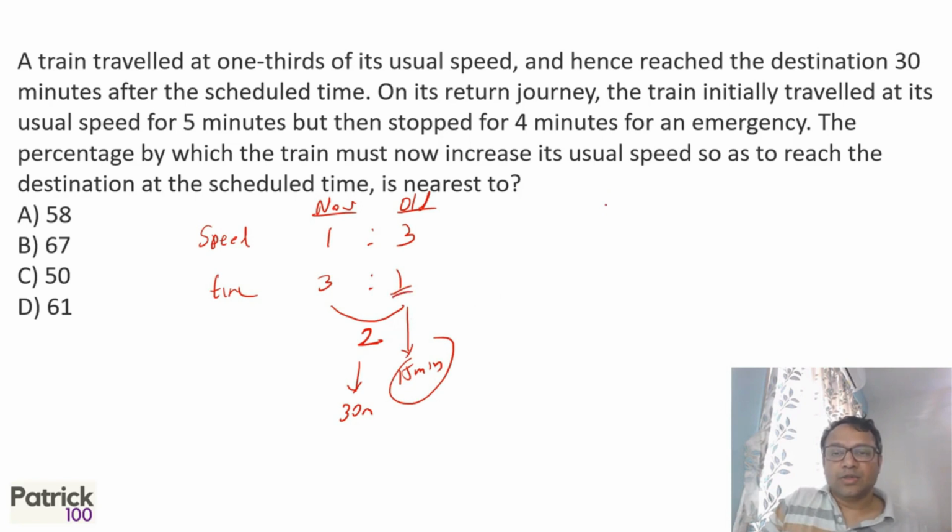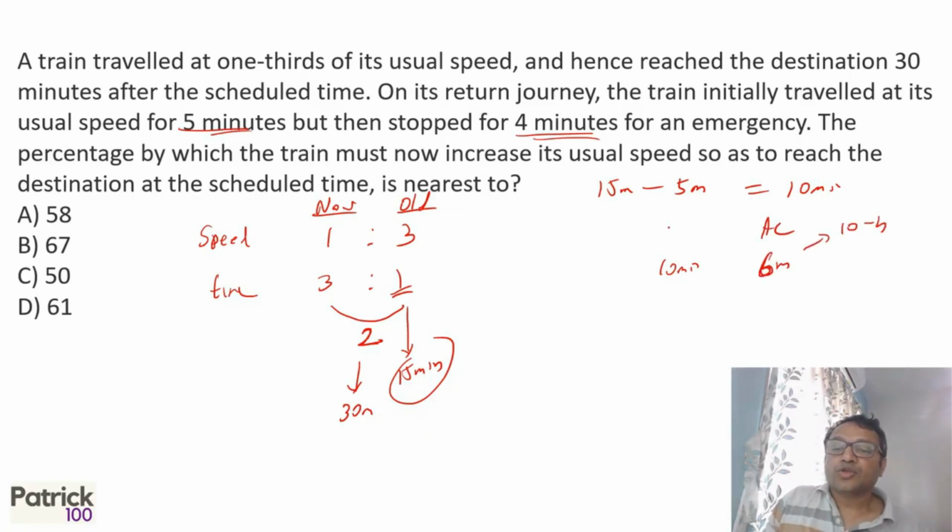1 is 15 minutes. And he has traveled for 5 minutes. So 15 minutes, already traveled for 5 minutes. So how much is left? 10 minutes, because he traveled 5 minutes at his usual speed. Now the ratio of the time taken is 10 minutes to 4 minutes. Because he should have taken 10 minutes, but because he stopped for 4 minutes, his actual time is, sorry, 6 minutes. 10 minus 4, which is 6 minutes.